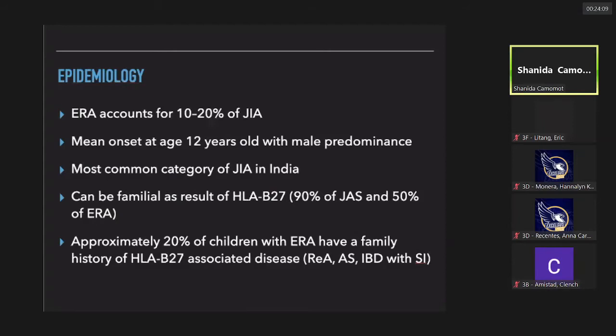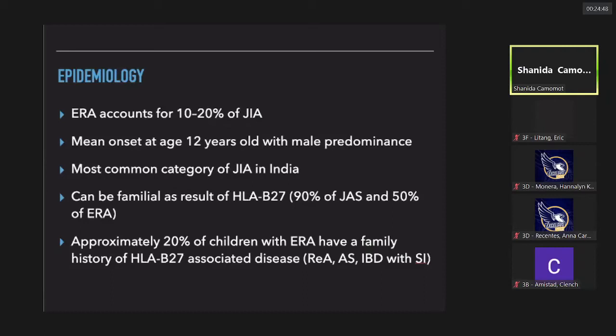mean onset is at age 12 years old with a male predominance. It's the most common category of JIA in India, and it can be familial as a result of the HLA-B27, because it has been found out that HLA-B27 is positive in 90% of juvenile ankylosing spondylitis and 50% of enthesitis-related arthritis. Now, approximately 20% of children with enthesitis-related arthritis will have a family history of HLA-B27 associated disease.